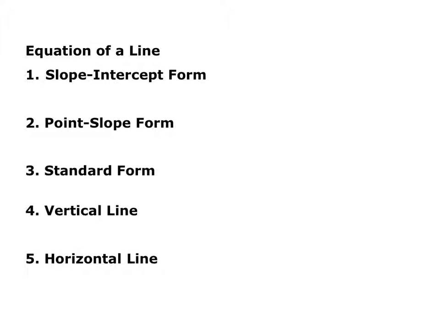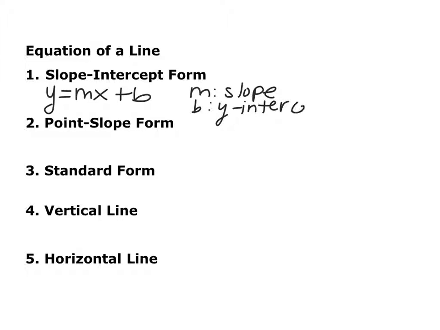Equation of a line, we have different types, different forms that we write it in. Your basic one that you've known forever and ever is y equals mx plus b, where m is your slope and b is your y-intercept. We try not to use this too much because it has very limited uses. It's nice to graph, but unless b is a very nice number, there's not much you can do with it.